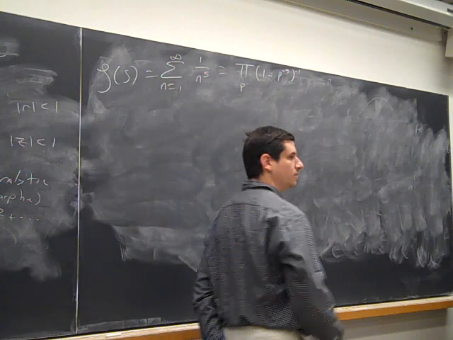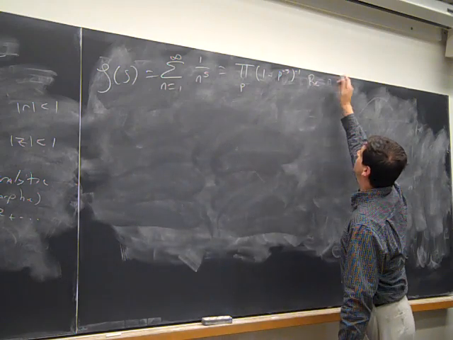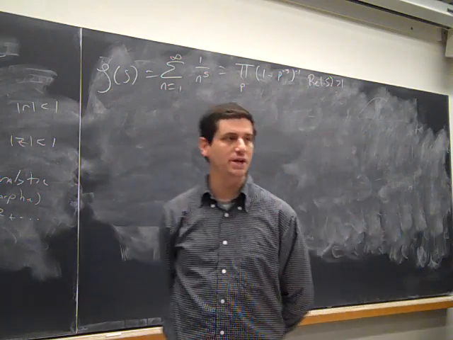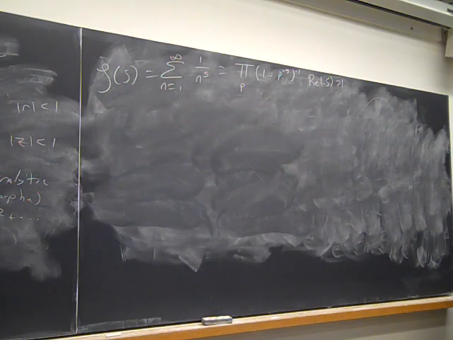Real part of s is greater than 1. Good. So as long as the real part of s is greater than 1, this makes sense. So the question is, can I come up with a definition of the zeta function that agrees with this when the real part of s is greater than 1, but makes sense for other values of s?